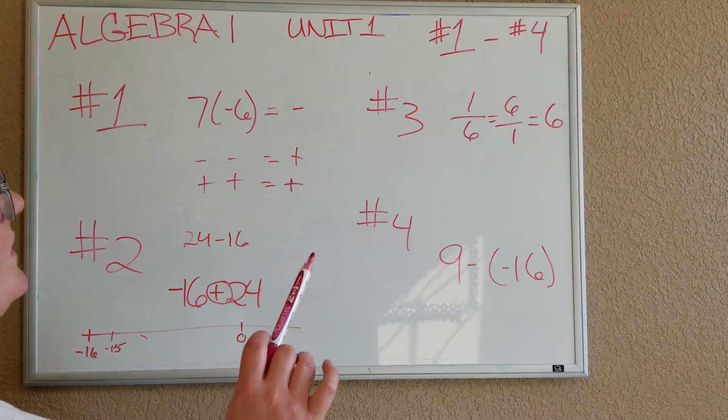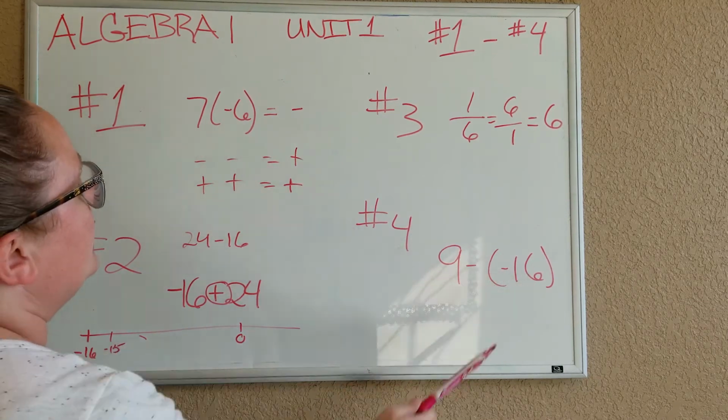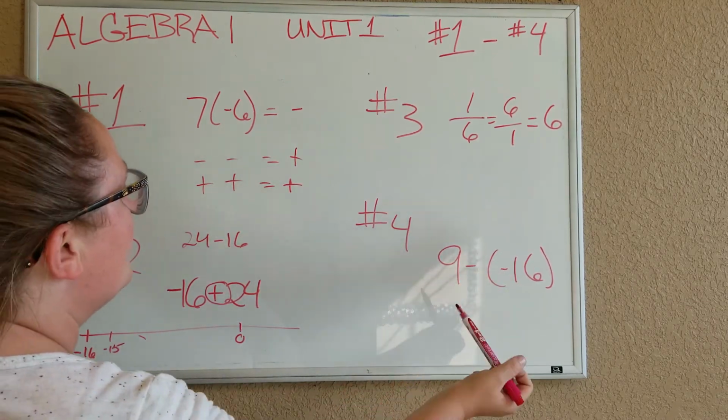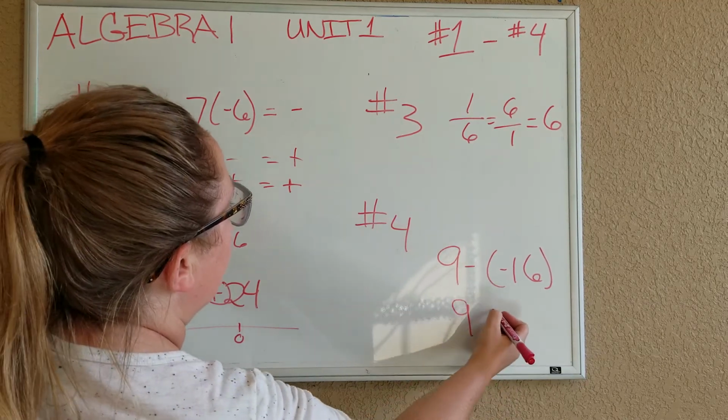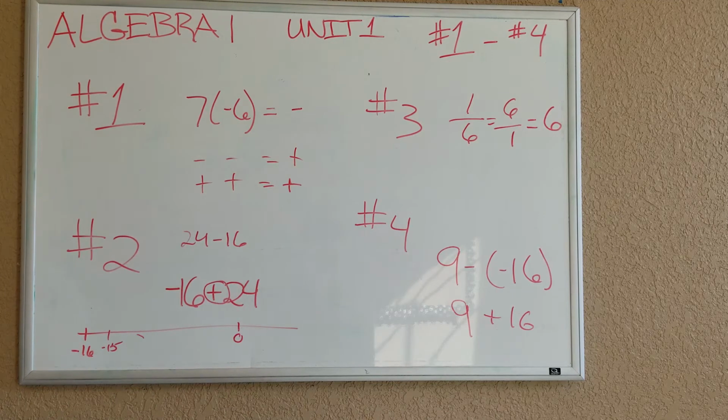Number 4. You read this by saying 9 minus negative 16. So 2 negatives together make a positive. So this would be 9 plus 16. Just add those two numbers and you'll have your answer.